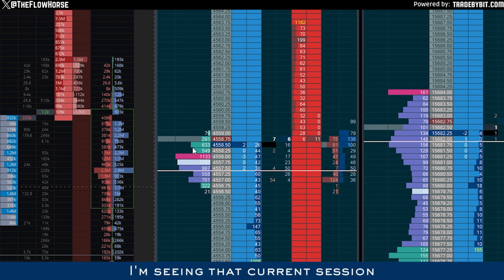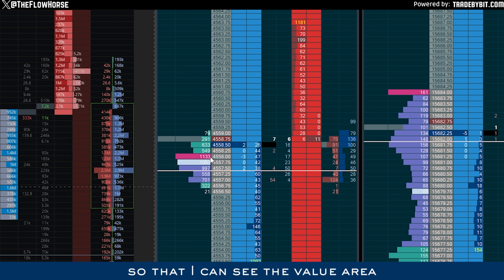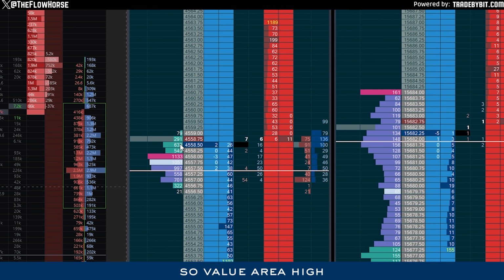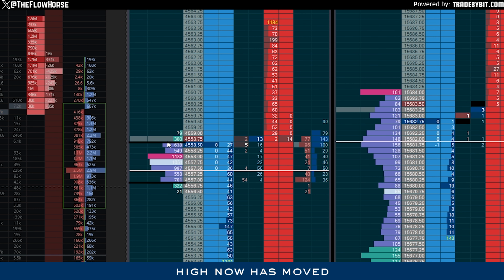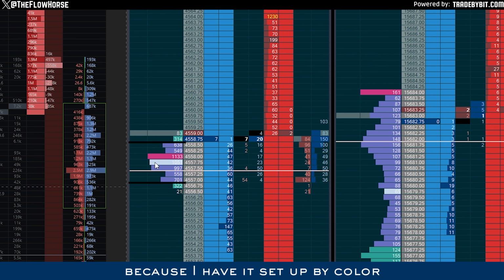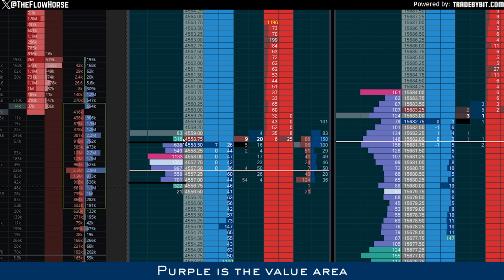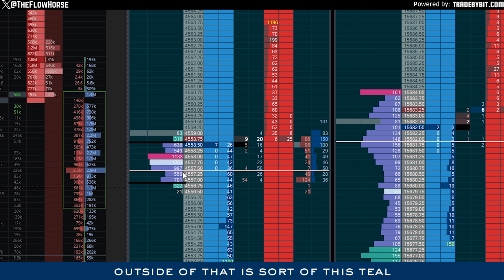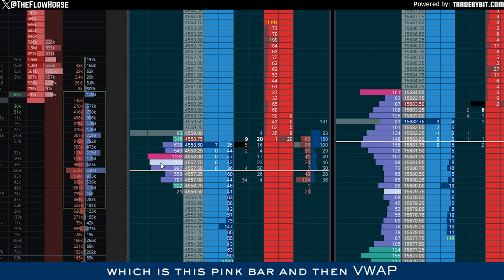I'm seeing that current session. Now by that, I have it set up so that I can see the value area. So value area high, value area low. Value area high now has moved because I have it set up by color. Purple is the value area. Outside of that is sort of this teal. The POC, which is this pink bar, and then VWAP.